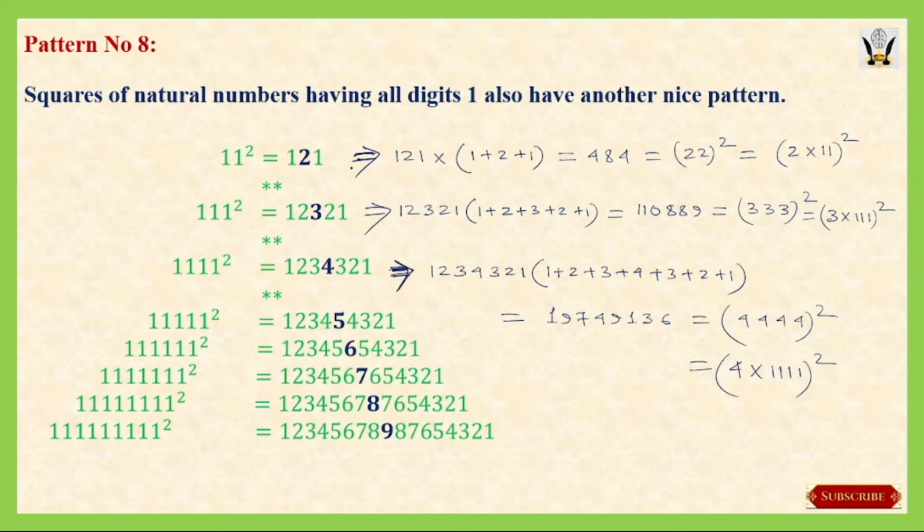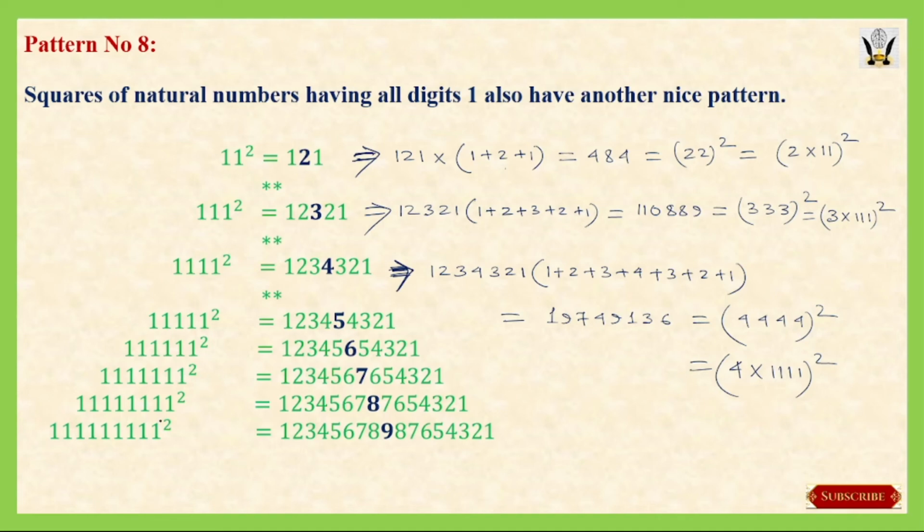So the pattern is, if we take 11 and take the square of that, then with that result, if we add all the digits, the summation of all the digits, then that result of multiplication again will be a perfect square, and that will be 2 multiplied by 11, and square of that.